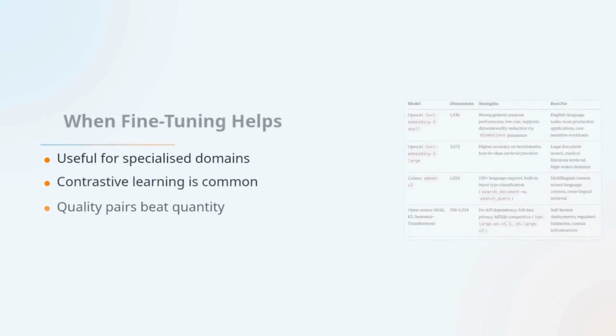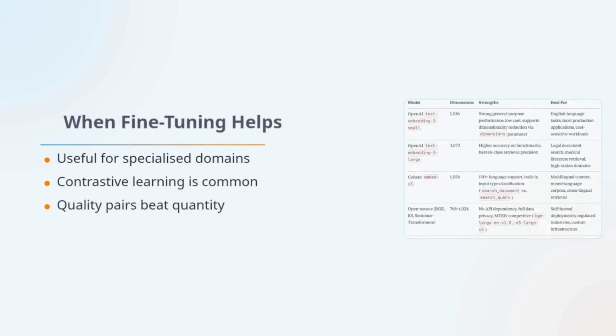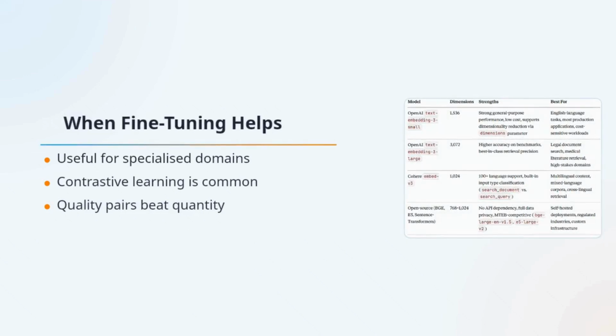General-purpose embedding models are good, but specialized domains like finance, legal, or medical language often need more. Fine-tuning helps the model learn that two different phrases may mean the same thing inside a domain. Usually this is done with contrastive learning, where similar pairs are pulled together and dissimilar pairs are pushed apart. Interestingly, a few hundred to a couple of thousand good pairs can already make a real difference.